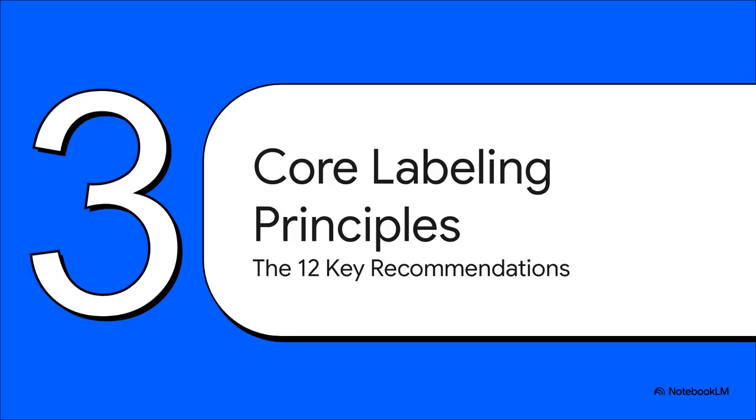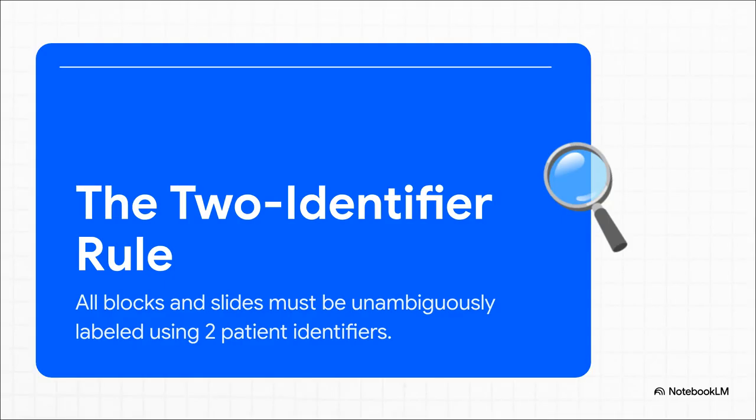Well, they came up with 12 key recommendations, but honestly, they all boil down to just a few really fundamental principles that you absolutely have to know. Let's break them down. If you remember only one thing from this whole discussion, make it this: the 2 identifier rule. It's the bedrock of the entire guideline.